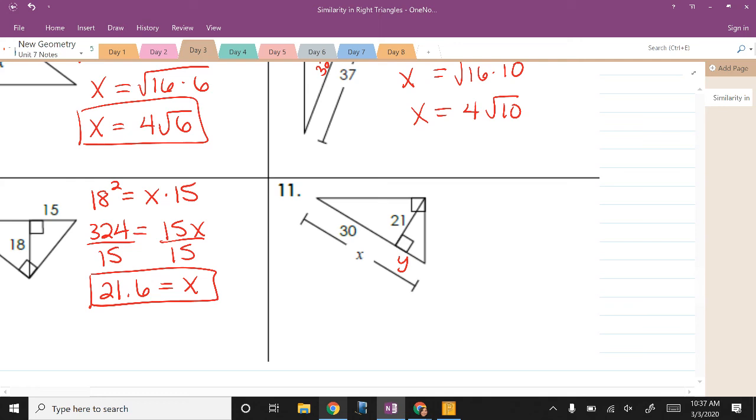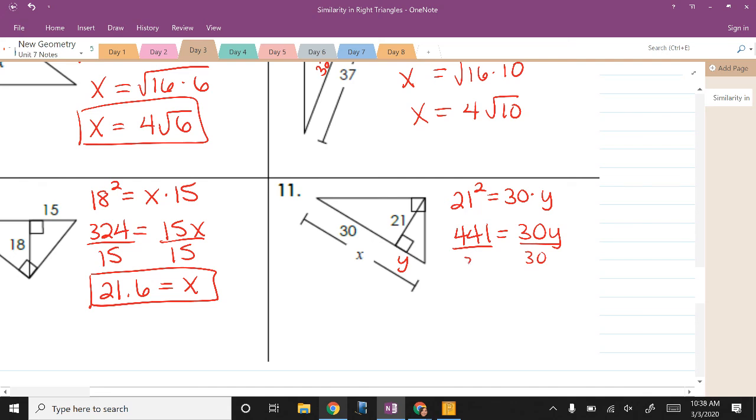Does that make sense? Okay. So we eventually have to get x, but first we've got to find this little side. So just give it another variable. So how do I set that up using the altitude theorem? 21 squared equals 30 times y. What's 21 squared? 441. 441 equals 30y. Now how do I solve for y?